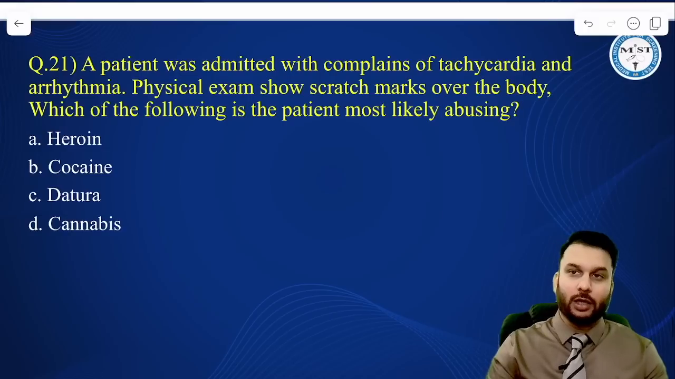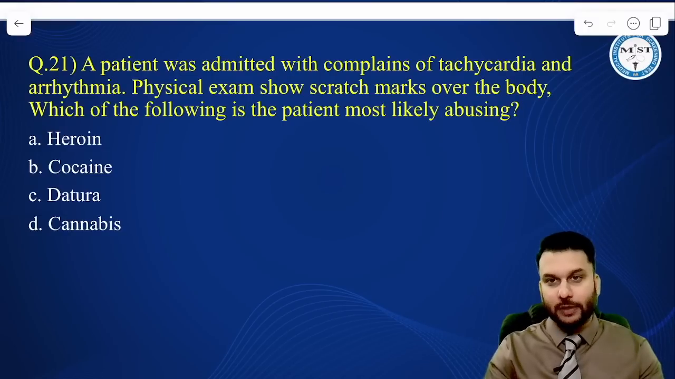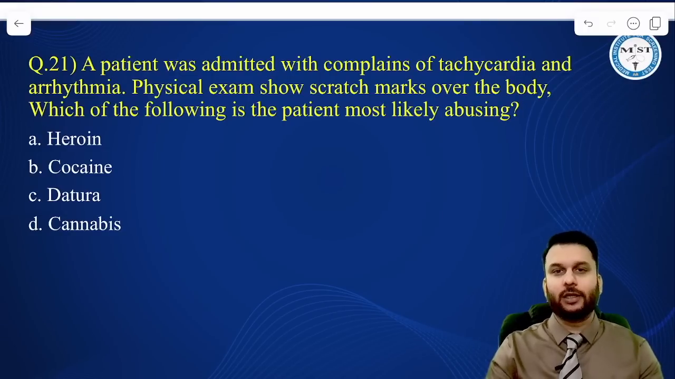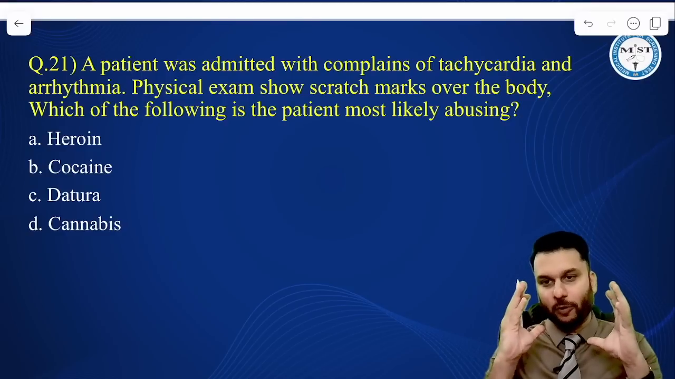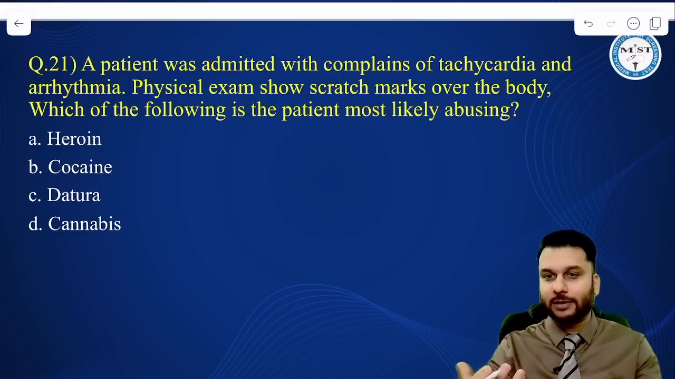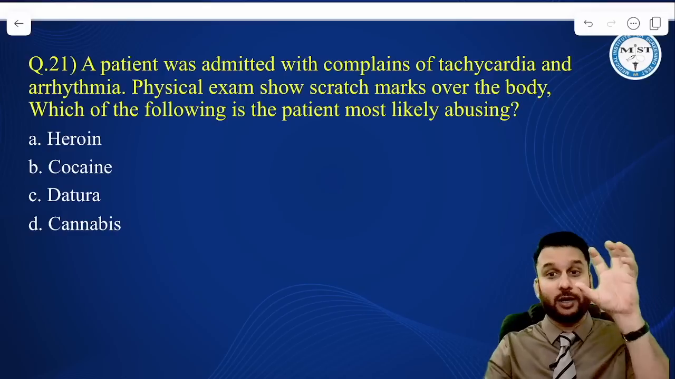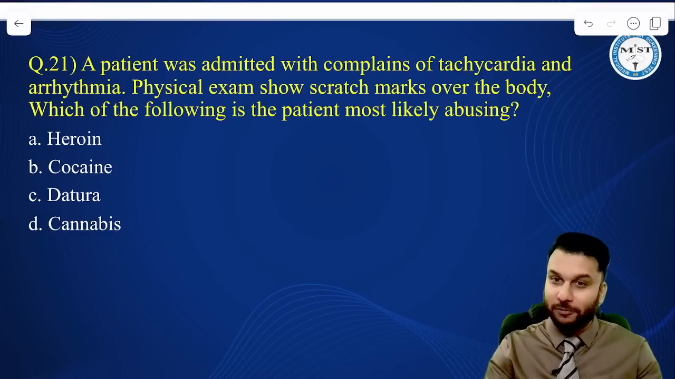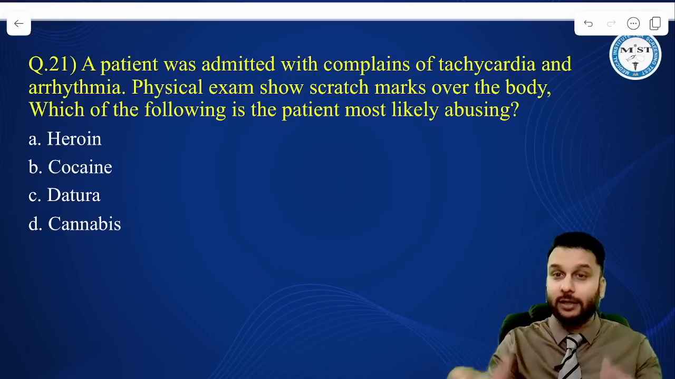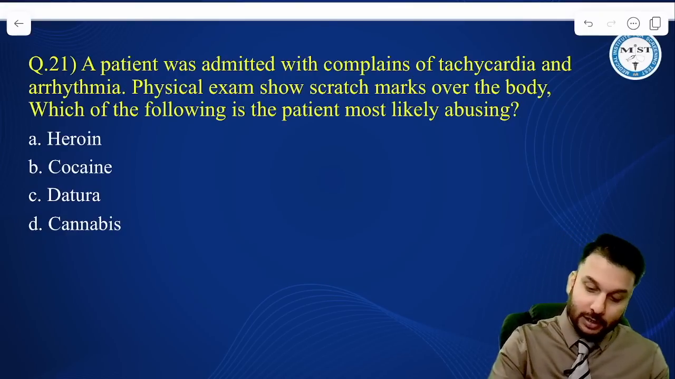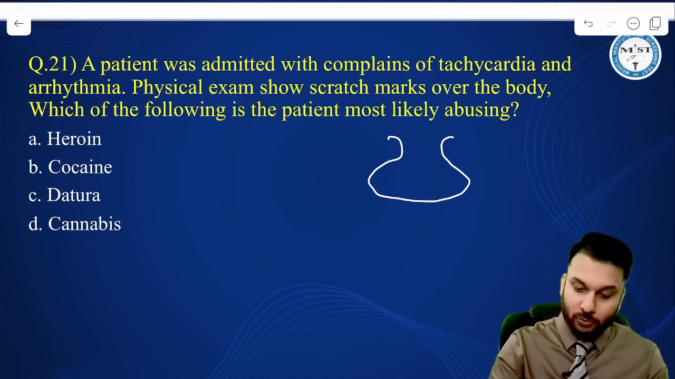Okay. A patient was admitted with complaints of tachycardia and arrhythmia. Physical exam shows scratch marks over the body. Which of the following is the patient most likely on? Sir, this is one concept that needs to be present in our brain lifelong. That sympathetic system increases heart rate. Sympathetic means when we are in stress. When we are in stress, our heart rate increases. You might have felt this right before entering the exam hall or probably throughout the exam itself, right? Our heart rate increases. So, sir, how does this work and who is this we are talking about?